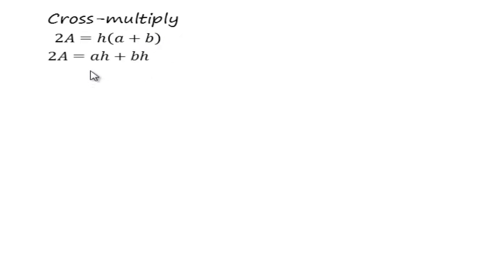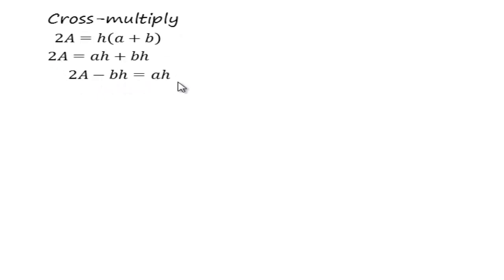And then when you expand this, you are going to get h times a, which is ah, and h times b, which is bh. That is why you get 2A equals ah plus bh. But what you are considering is that you want to make small a the subject of formula. That means you are going to carry this bh to 2A, and when you carry it, it turns to minus bh, which is now going to be ah.